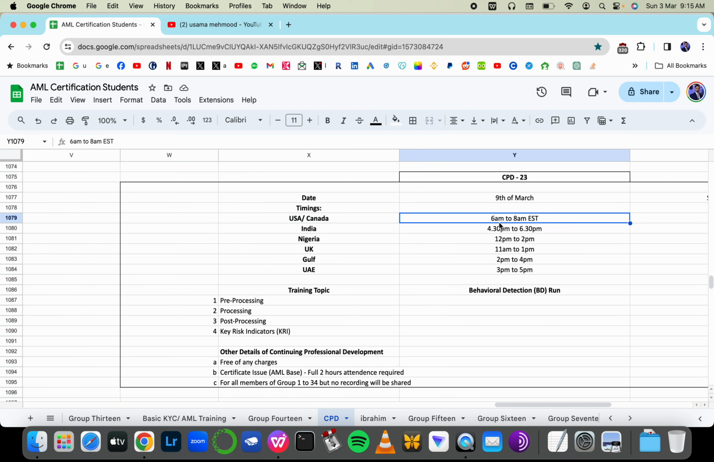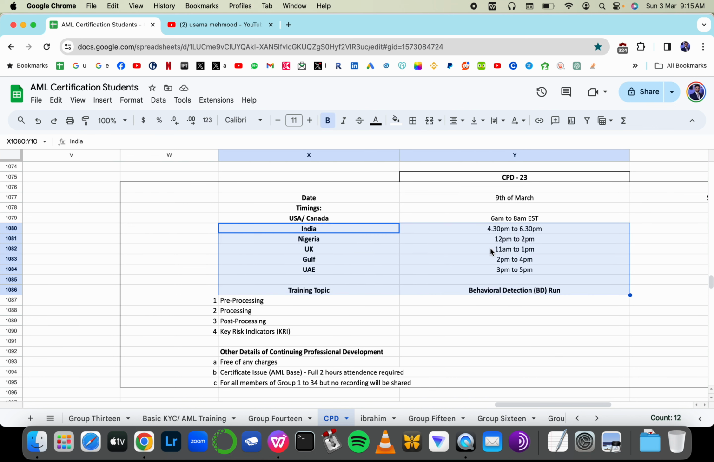You can convert the times that are mentioned for different countries. If your country is not mentioned, pick a country's time and convert it into your time zone.